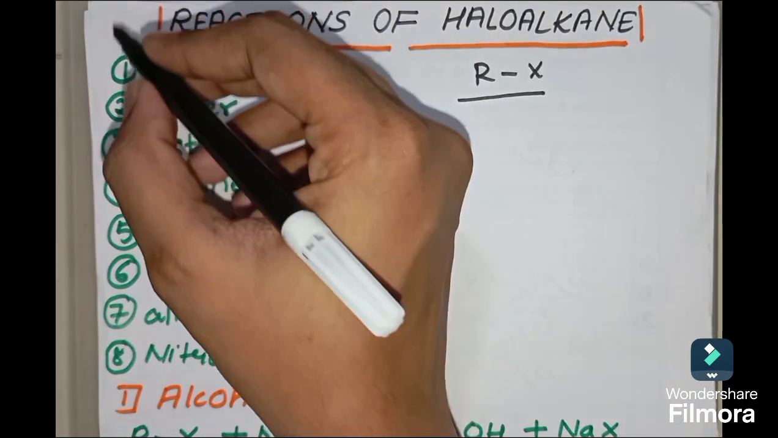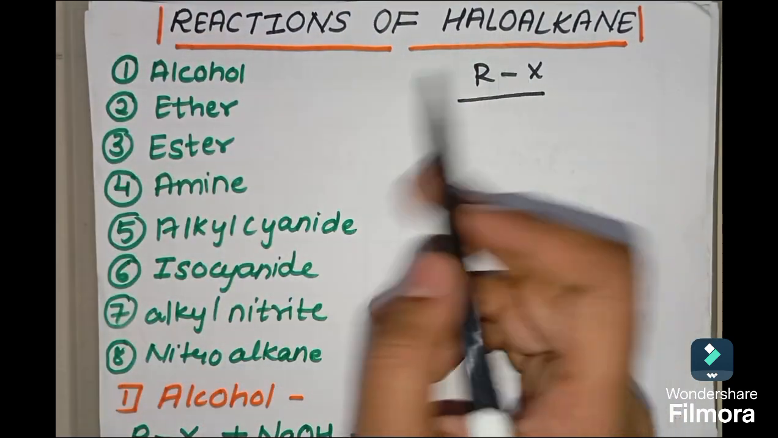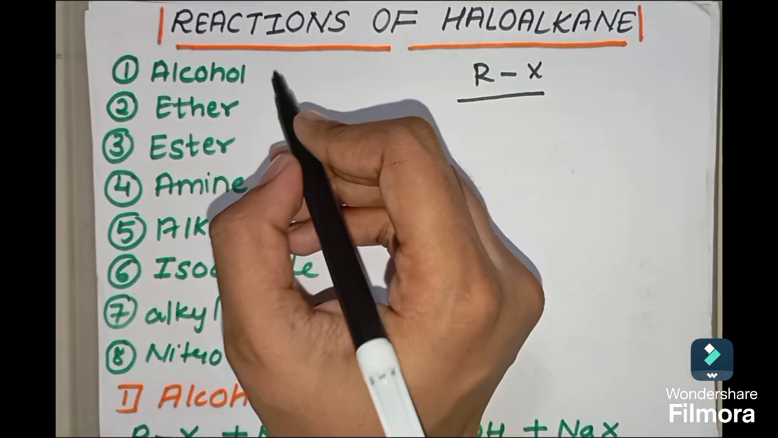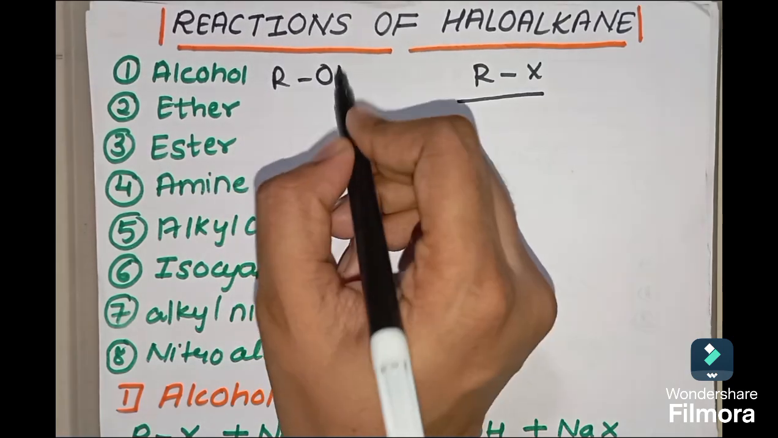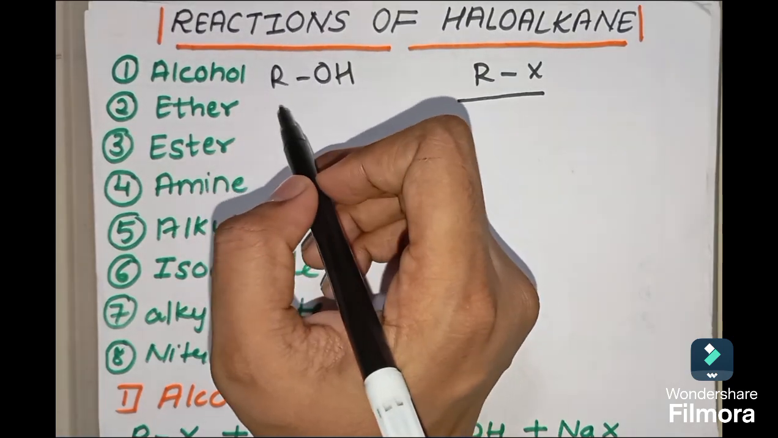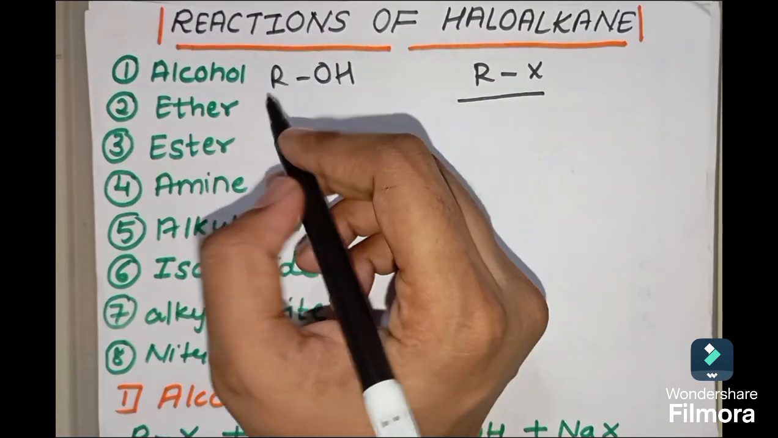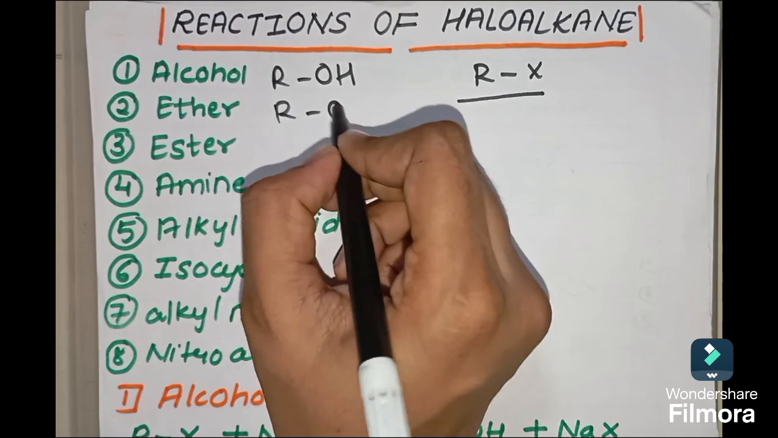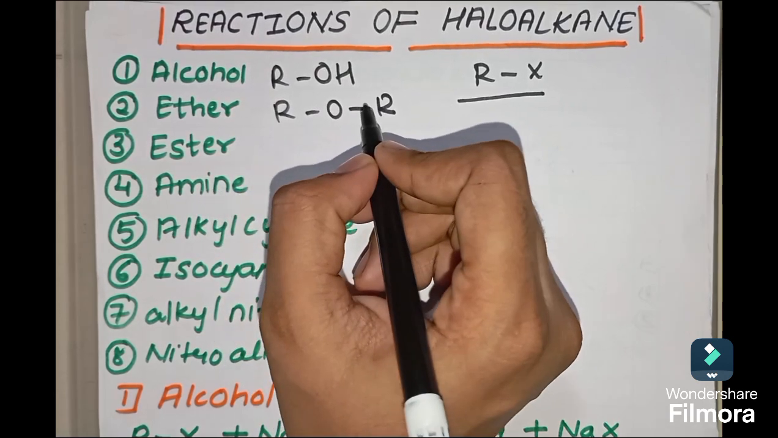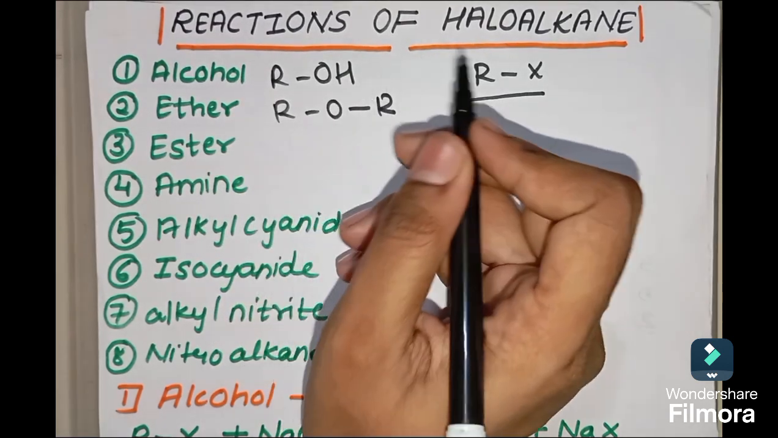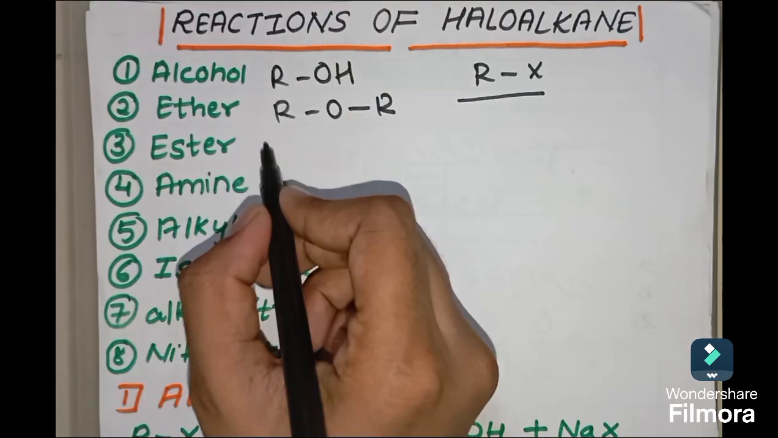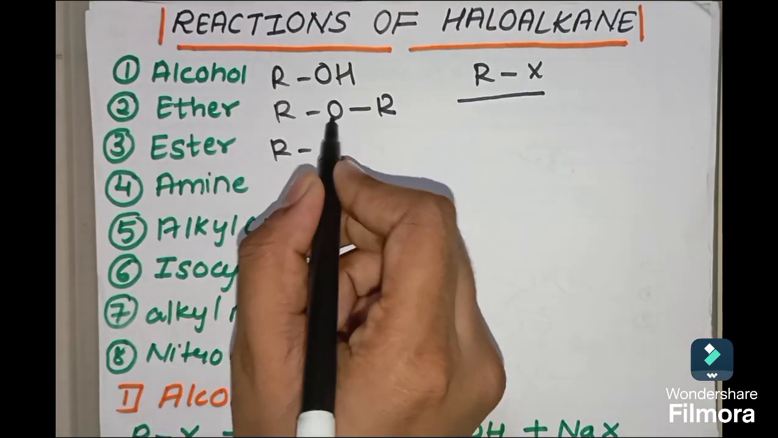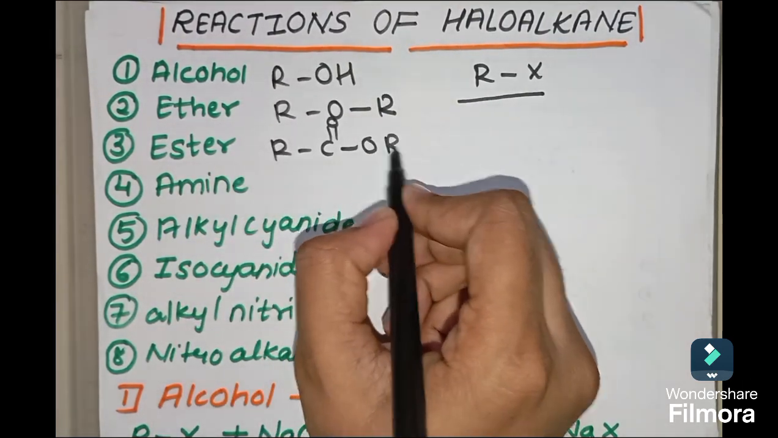These are the products that we will get from the reactions of haloalkane. First is alcohol, that is ROH. When a hydroxy group is attached to an alkyl group, we get an alcohol. Ether, that is ROR. When oxygen is attached to alkyl and aryl groups, it becomes ether. Then ester, which is a carbonyl group attached to an alkyl group.